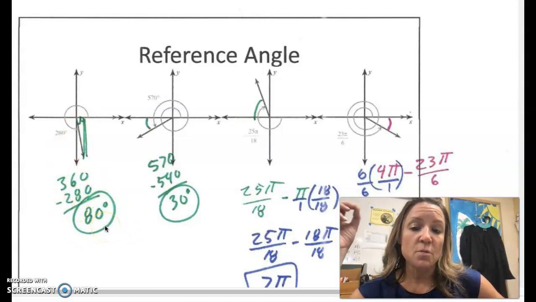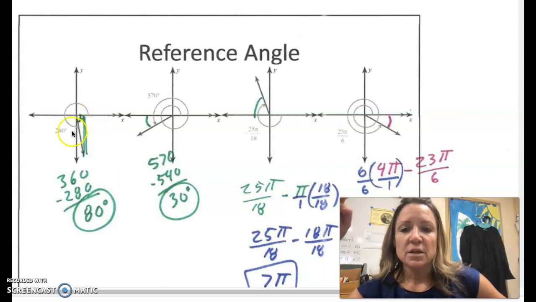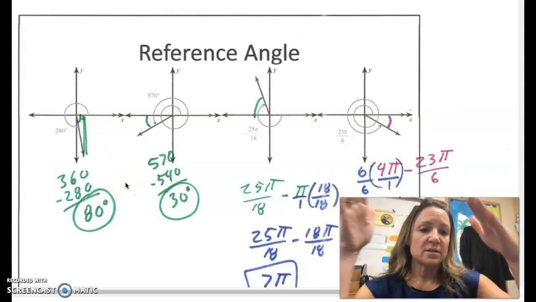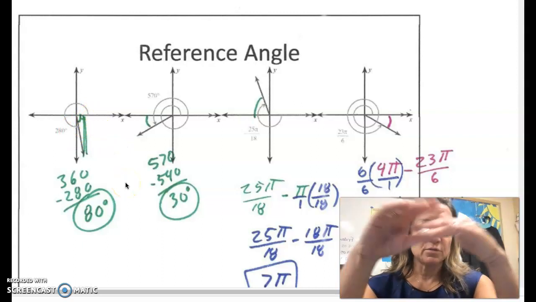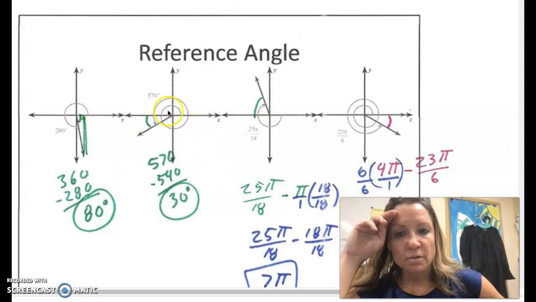The reference angle always needs to be positive. So even if this would be going the other direction, and you might think it should be negative, the reference angle is always going to be positive, so think of it maybe as the absolute value. Okay?